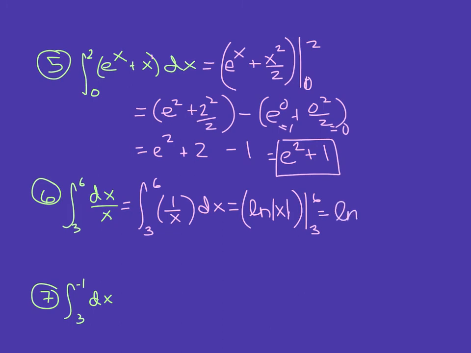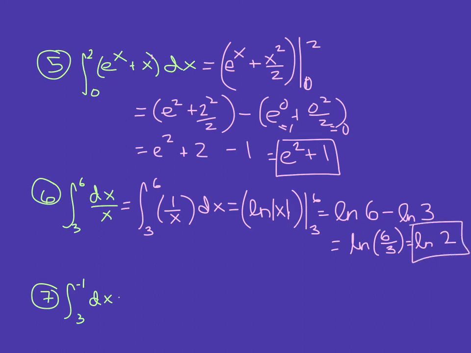And I'm just going to get ln of 6, it's totally fine if you take the absolute value bars out when you don't have a negative, minus ln of 3. This answer would be perfectly acceptable if you were on a free response question. However, if you were doing a multiple choice, you would be expected to know that this is the same as ln of 6 divided by 3, which is the natural log of 2.